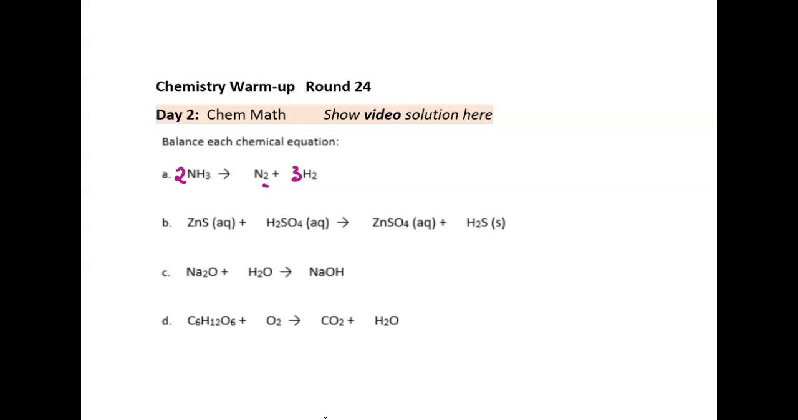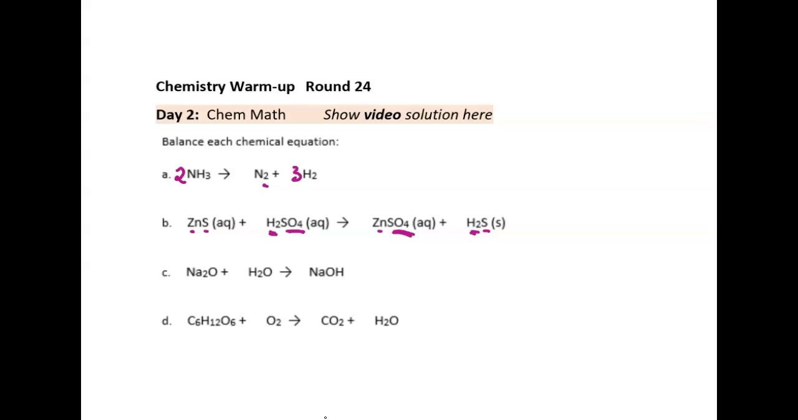Question B, we have zinc sulfide combining with sulfuric acid to make zinc sulfate and hydrogen sulfide. This is a double replacement reaction, and it looks like it is already balanced. There's one zinc atom here. There's one sulfide over here, one sulfide, a couple of hydrogens here, a sulfate here, and a sulfate here. We don't need to put in any extra coefficient numbers, just leaving ones in front of everything is already balanced.